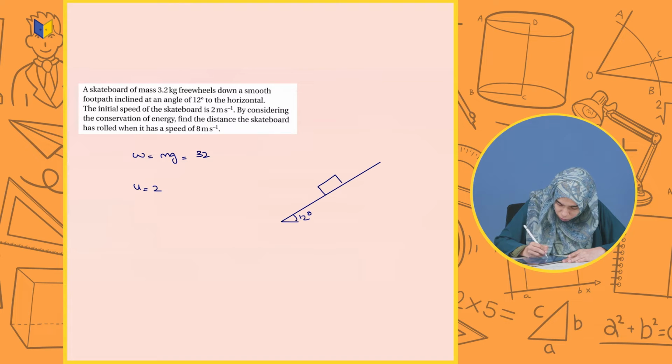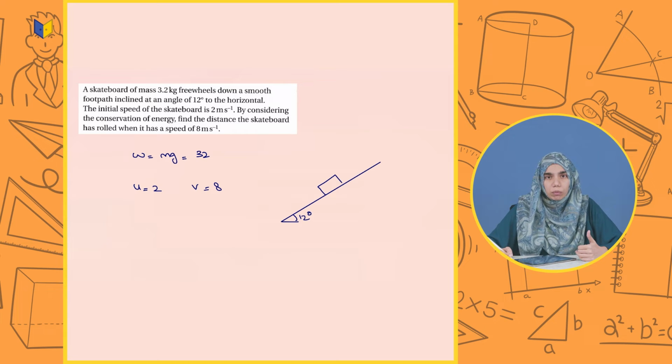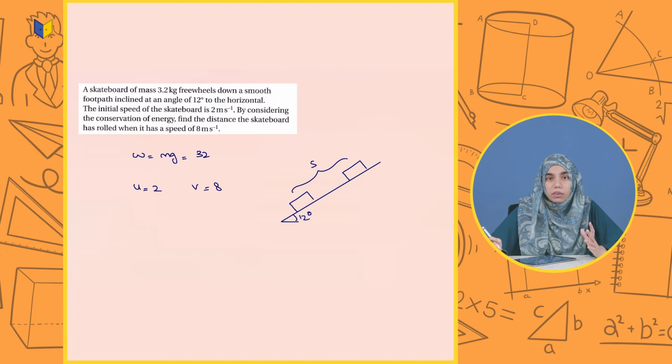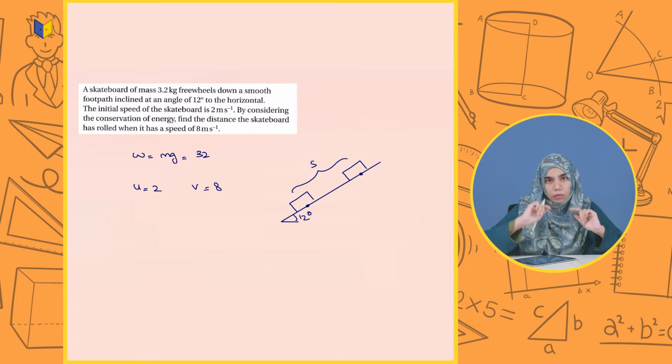Alright, so we know the initial speed is 2. Also, we know the final speed is 8. What we have to find is the distance it's rolled down. It's moving downwards. Maybe it's here initially, and then after some time it is coming to a new point, which is this. What we have to find is the distance it has traveled in doing so, but using the conservation of energy. Now we have 2 points, 2 instances. We have their velocities and we need to find the distance along the slope.